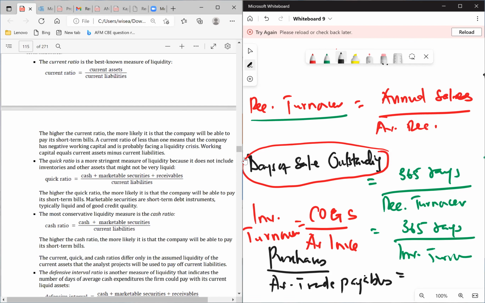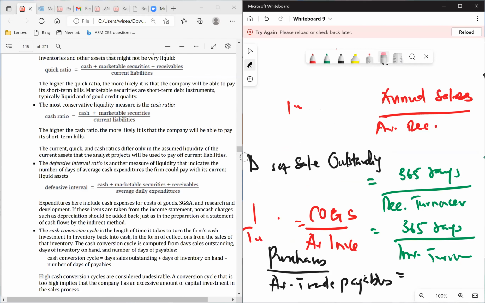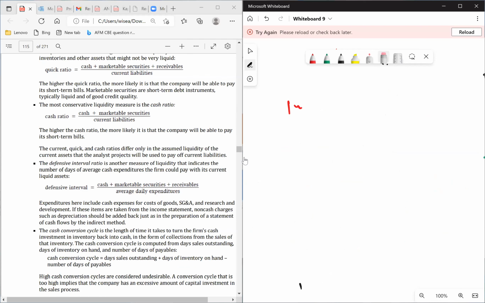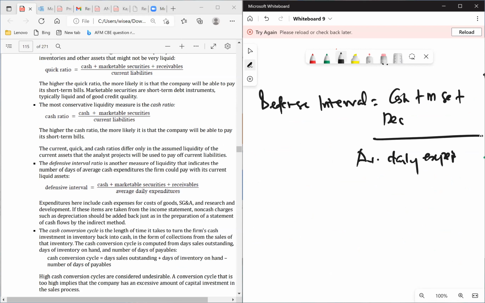Good. And then the defensive interval ratio. Maybe some of you may have solved questions, but you don't come across some of these things easily. Defensive interval is talking about your daily expenses. How much cash do you have to be able to finance your daily expenses? So the defensive interval will be equal to cash plus marketable securities plus your receivables, all divided by your average daily expenditure. That's your defensive interval ratio.